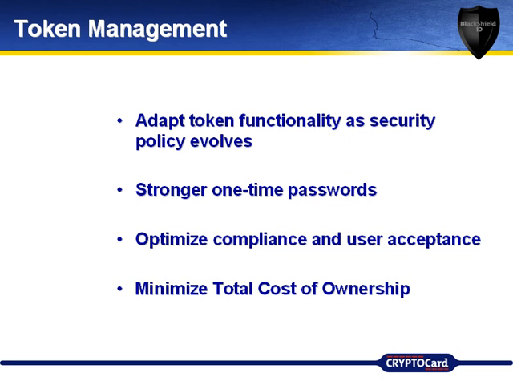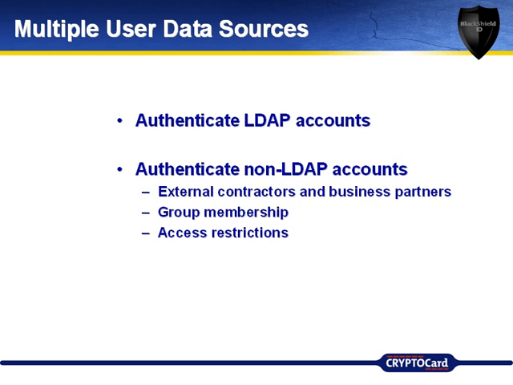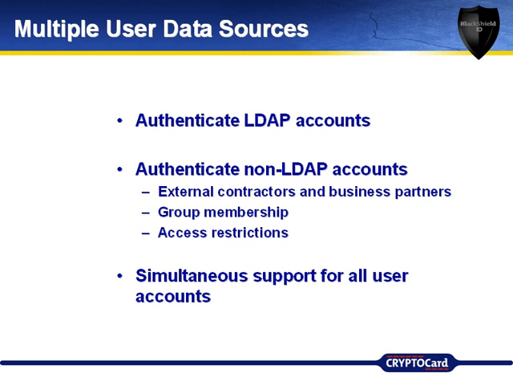The next feature we're going to look at today is Black Shield ID's support for multiple user data sources. Because many organizations want to extend authentication to external users, such as contractors and business partners that do not have LDAP accounts, Black Shield ID allows these to be created and managed in a SQL database, including the creation of group memberships and access restrictions. The outcome is that a single Black Shield ID can provide simultaneous authentication services for both LDAP and non-LDAP accounts.